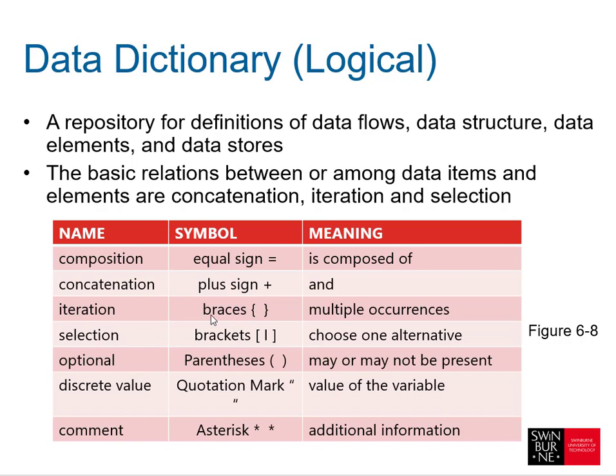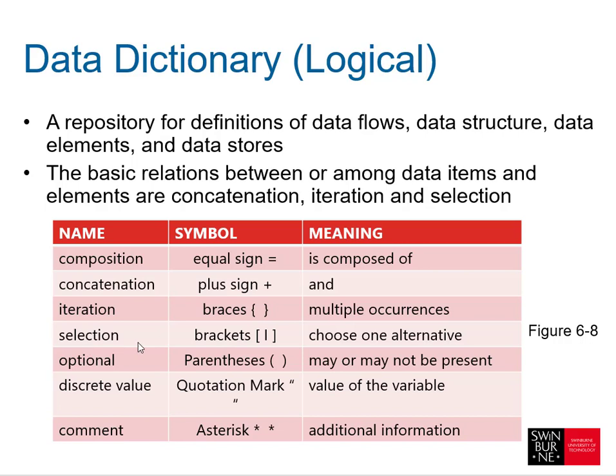And then we can sometimes use braces. Braces show the iterative items, multiple occurrences. For example, one customer order can consist of multiple order line items. So we can show these line items in the braces. If you record line item ID plus description inside the curly braces, it means the line item ID and the description repeat for each line item.